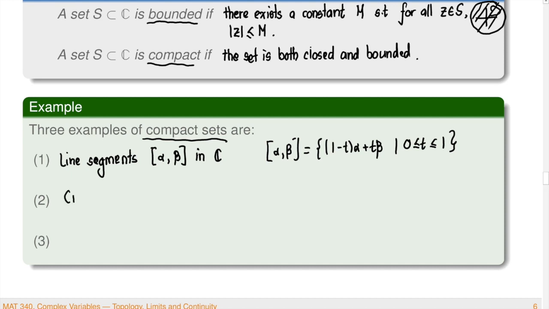The next one are circles, the set of points satisfying |z minus alpha| equals r. Circles are also compact. And finally, closed disks. Those are three examples of compact sets that I want you to keep in mind.